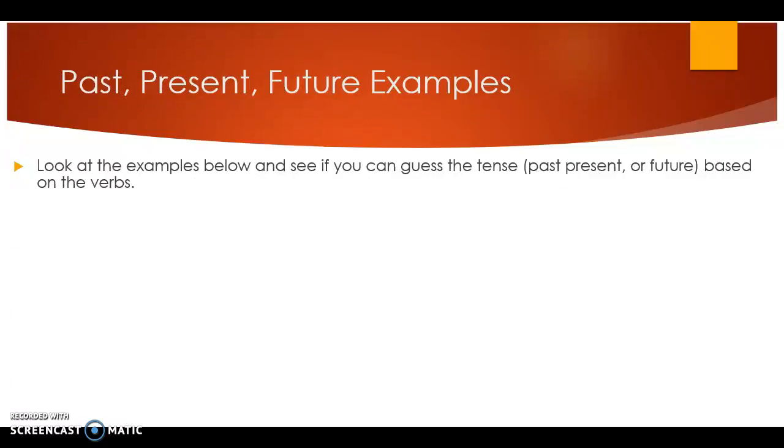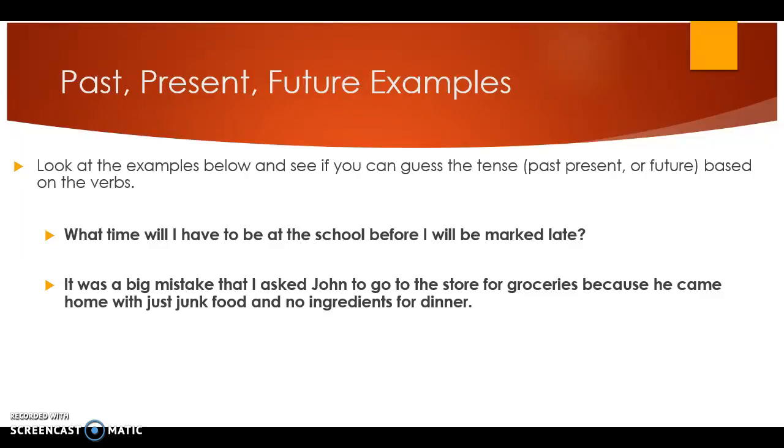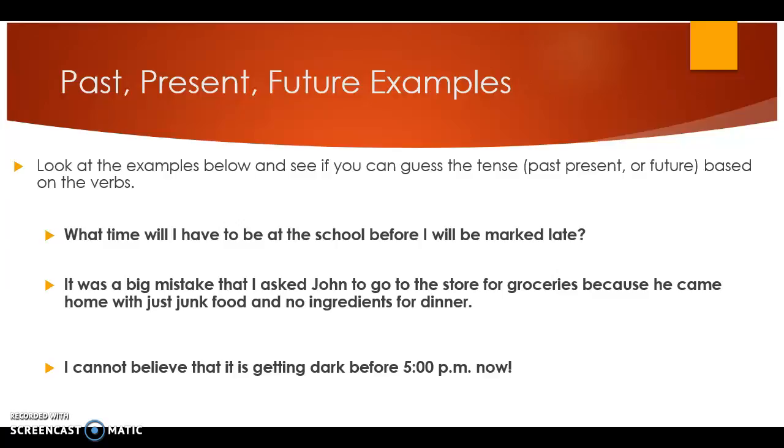So let's look at some examples and see if we can figure out which tense is being used in these examples. The first one: What time will I have to be at school before I'll be marked late? What do you think? We'll reveal the answers in a moment. It was a big mistake that I asked John to go to the store for groceries because he came home with just junk food and no ingredients for dinner. I know it probably sounds like your dream, but not so good. The next example is: I cannot believe that it is getting dark before 5 p.m. now. So let's reveal the answers and see how you did.